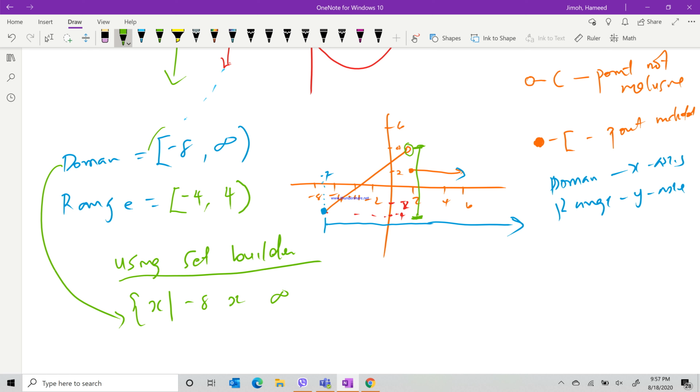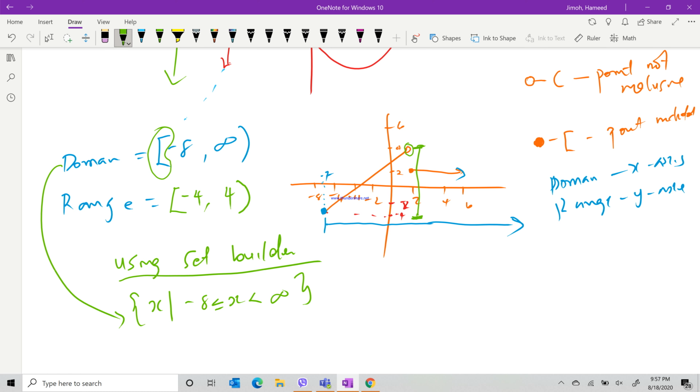Now you're going to look at this. This is a square bracket, which means the point is inclusive. So we can say -8 is less than or equal to x, and then x is less than infinity. So whenever you have a square bracket, it means less than or equal to, or it could be greater than or equal to, depending on where you are actually looking. And if you have parentheses, it is either strictly less than or strictly greater than.